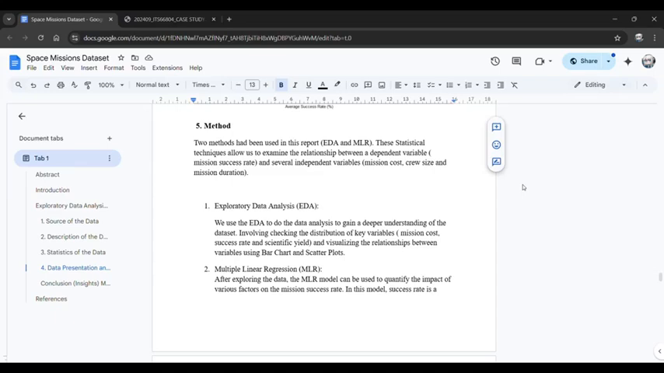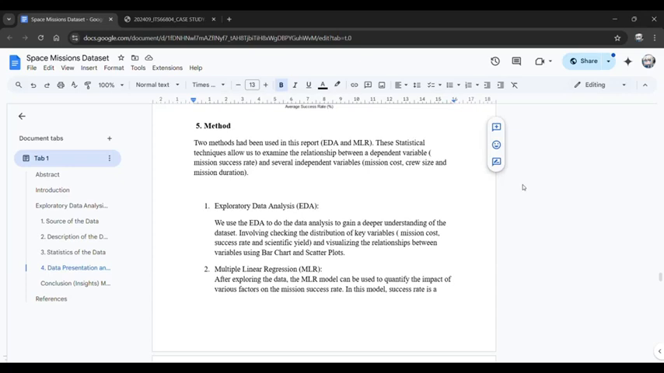Hi, I'm Daniel, and for my part, I'm going to talk about the methods used in our report. We have used two methods in our report, which are EDA and MLR. These two statistical techniques allow us to examine the relationship between a dependent variable, which is mission success rate in our report, and several independent variables like mission cost, crew size, and mission duration.